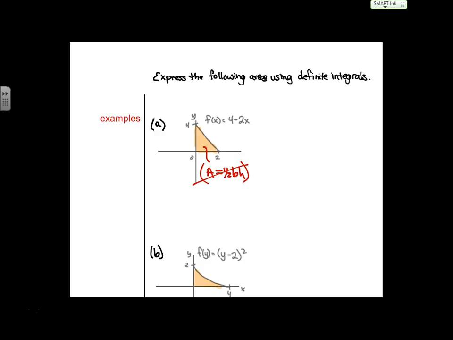Who's got one for letter A? Oh, integral. The swoopy thing. Hold on, help us out. How do we say it? The definite integral from 0 to 2 of 4 minus 2x.